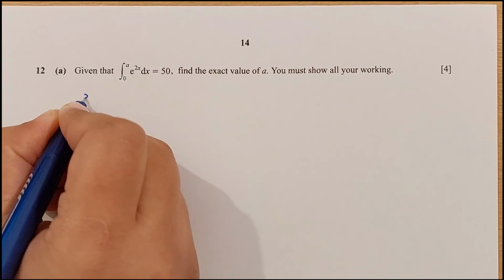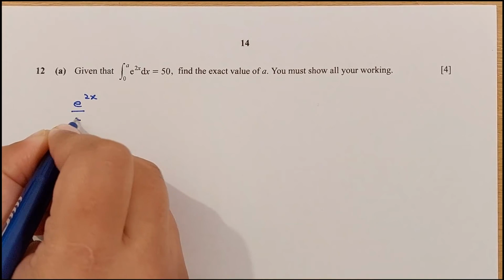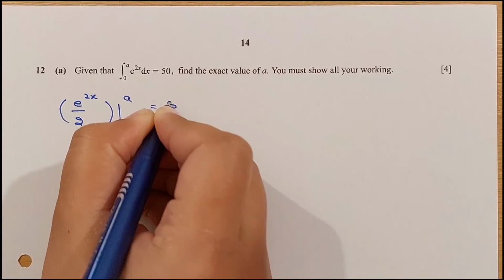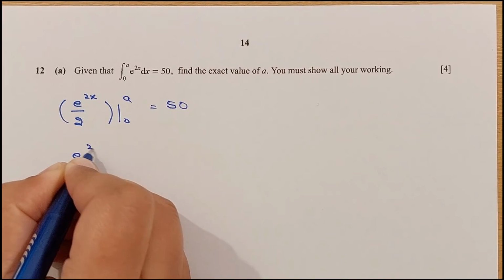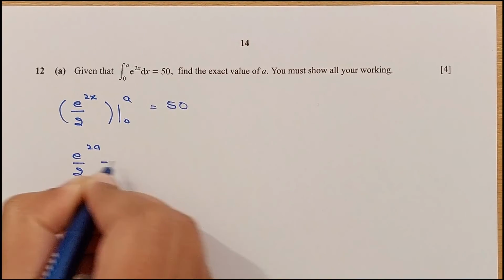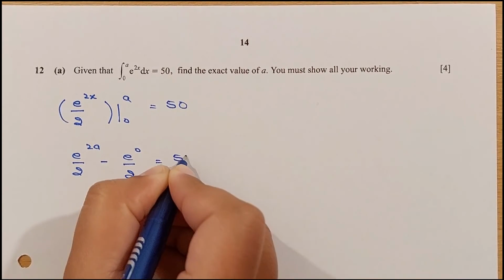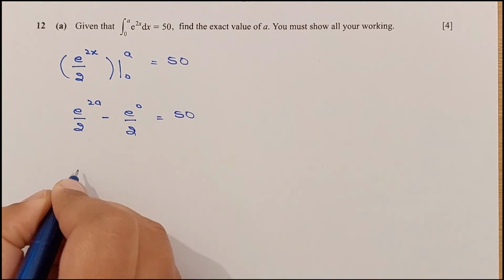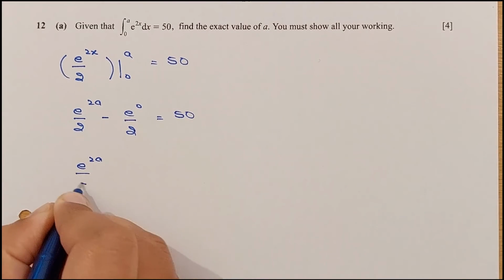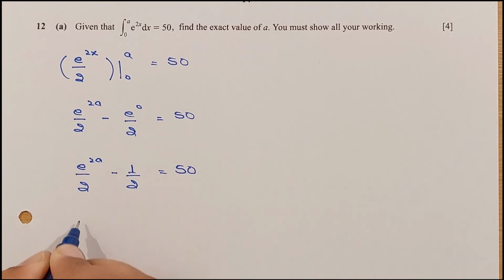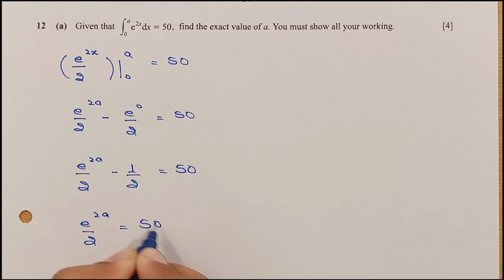So the integration of e^(2x) is e^(2x) divided by 2, between 0 to a. This is equal to 50, right? So e^(2a) divided by 2 is the upper limit, minus e^0 divided by 2 is the lower limit, equals 50. e^0 is just 1. So e^(2a)/2 minus 1/2 equals 50. So e^(2a)/2 equals 50 plus 1/2, right?